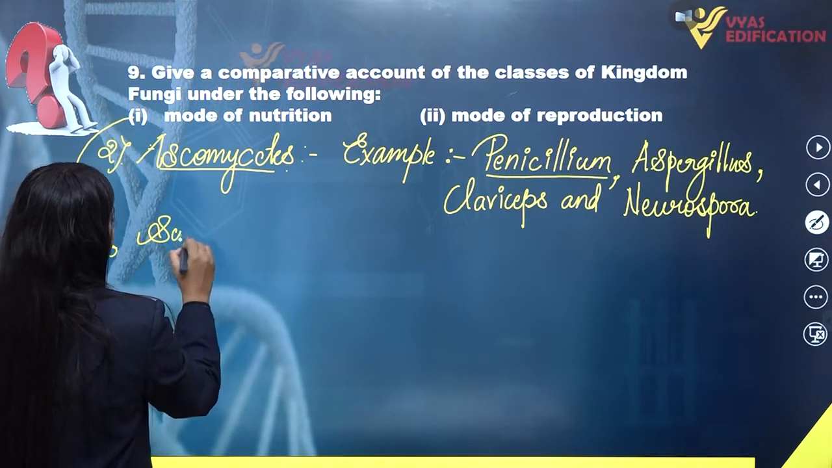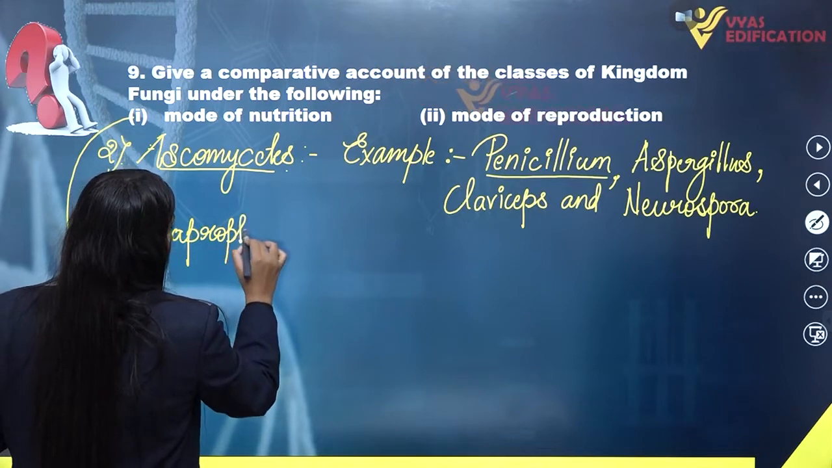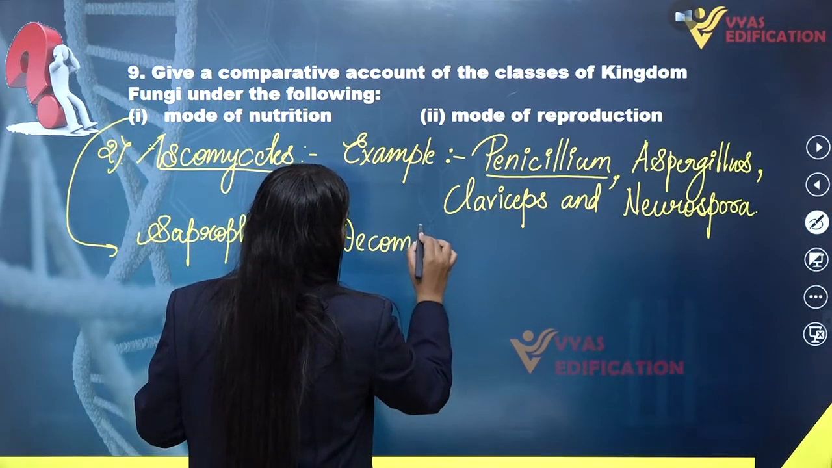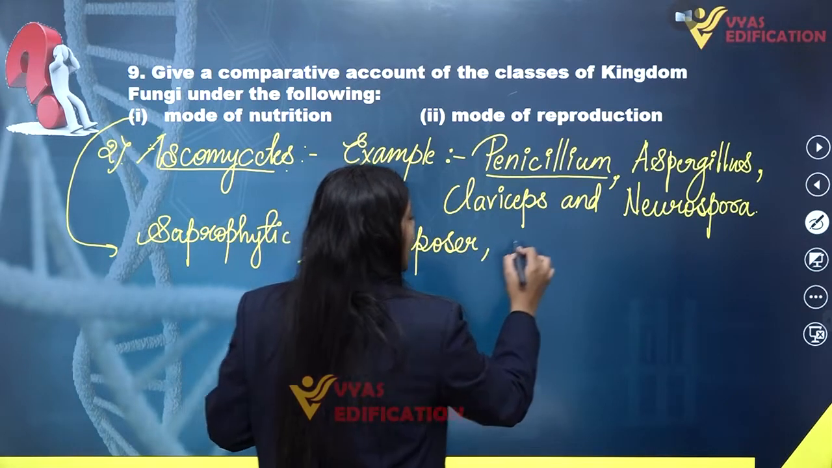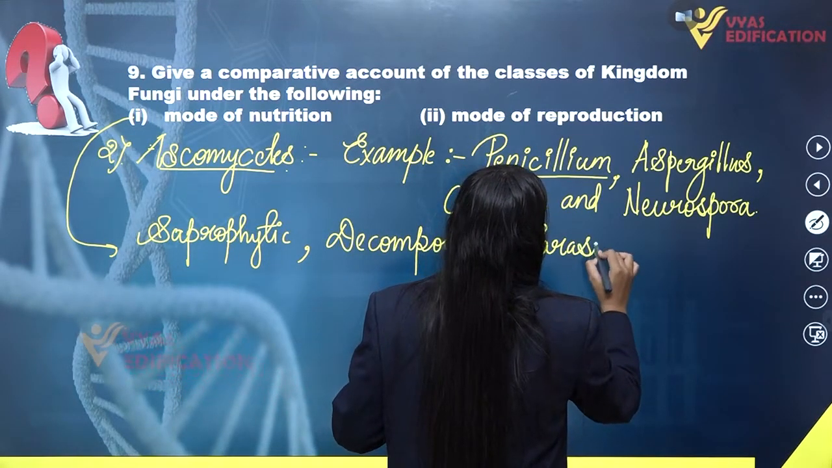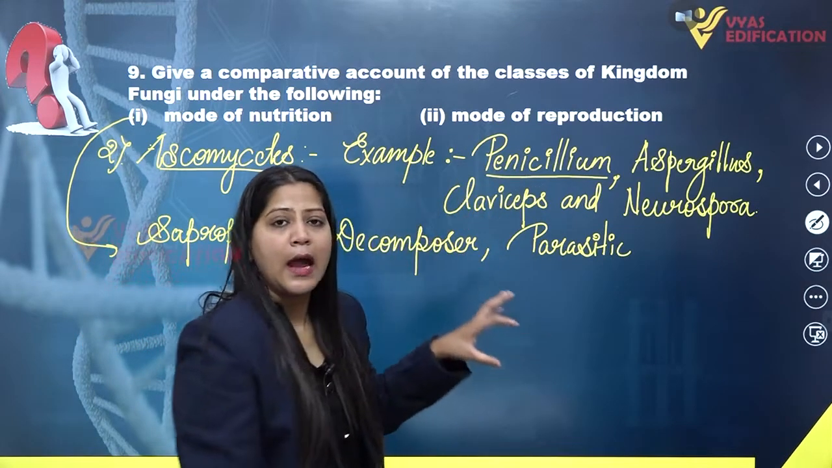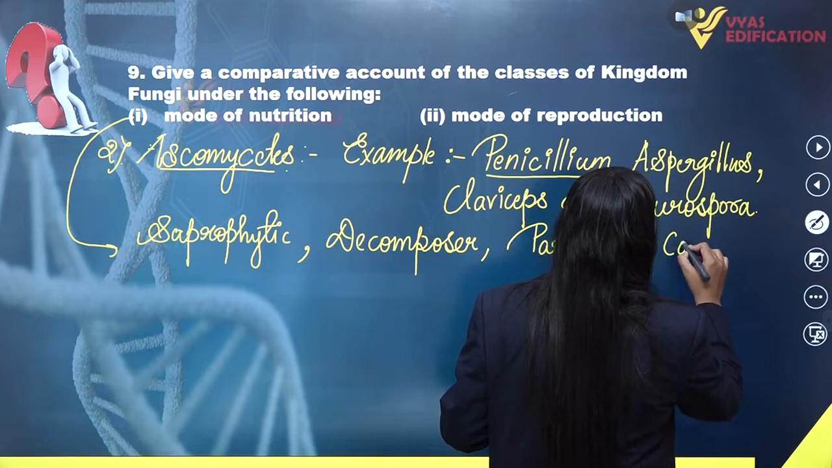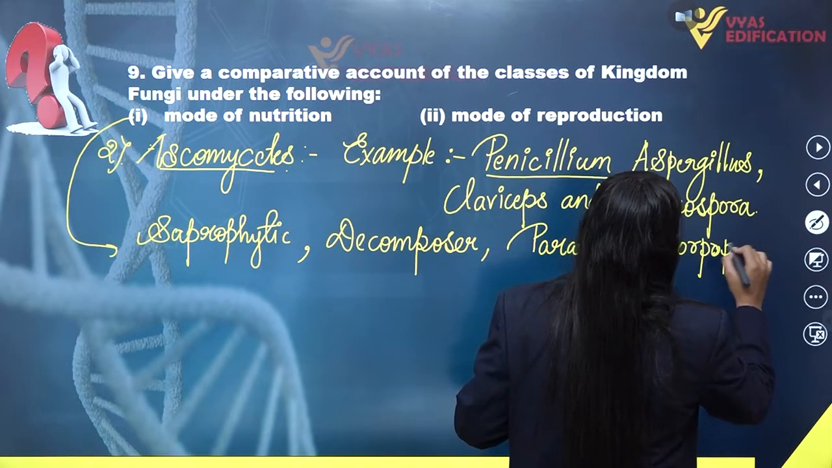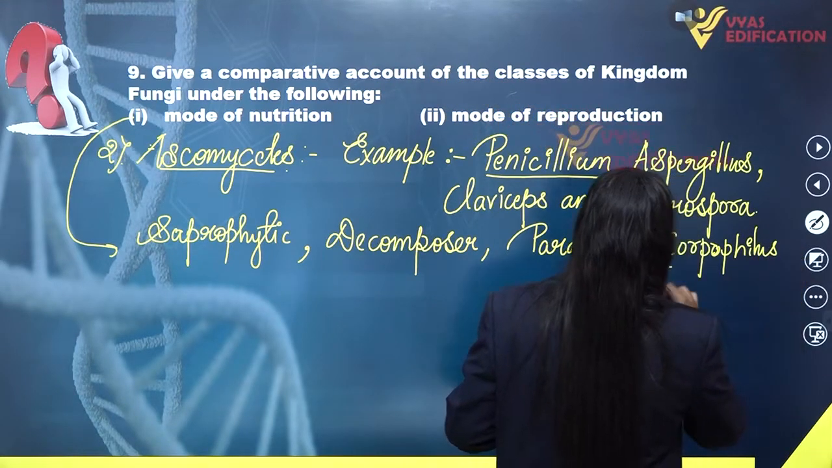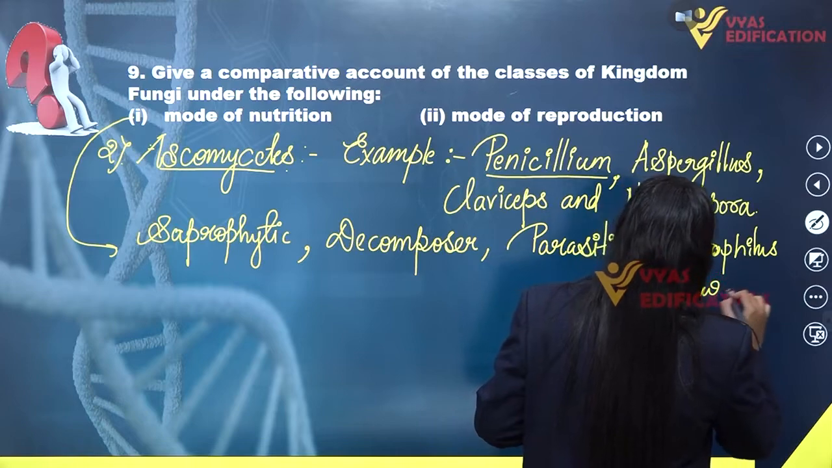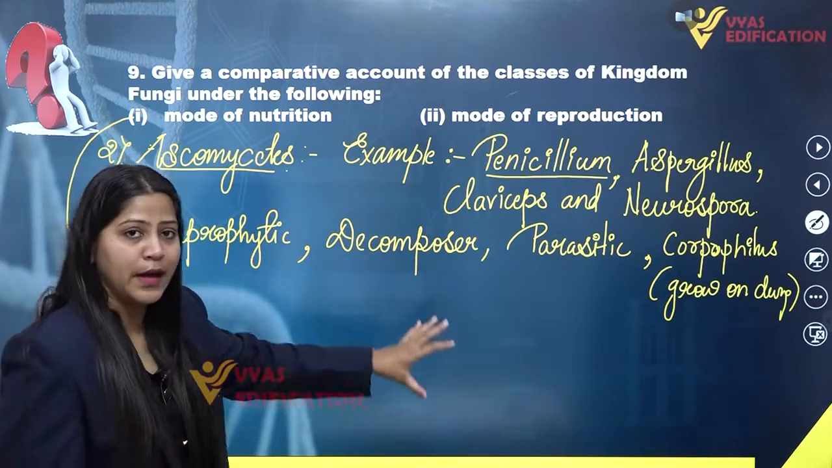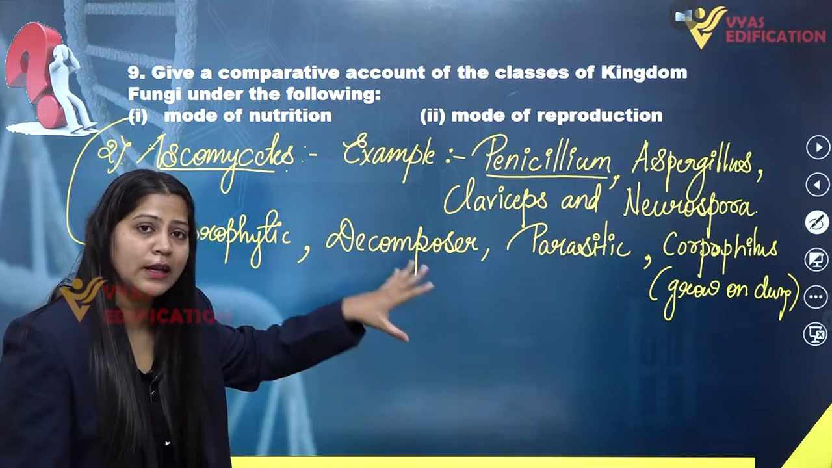the mode of nutrition in them can be saprophytic in nature. They can be decomposers. They also can be parasitic, which means they can stay in and obtain their nutrition from the host organism as well. And also they can be coprophilous, which means they can grow and feed upon dung. So these are the modes of nutrition in the class Ascomycetes.